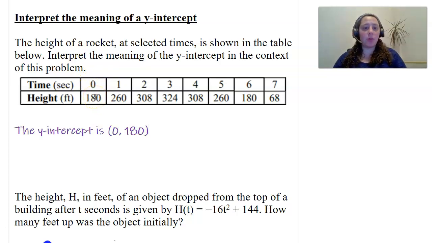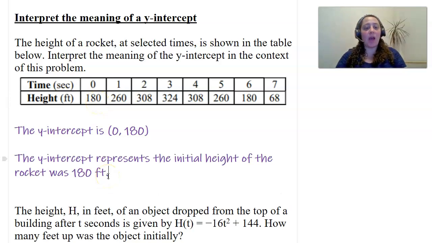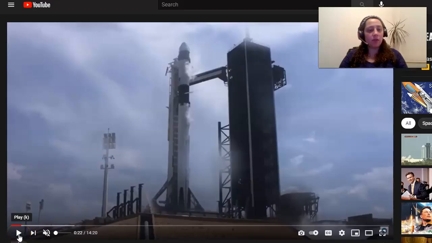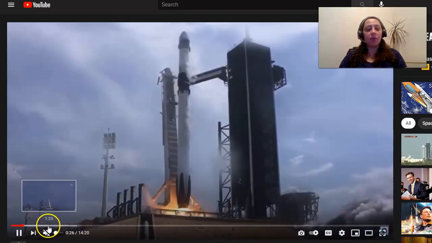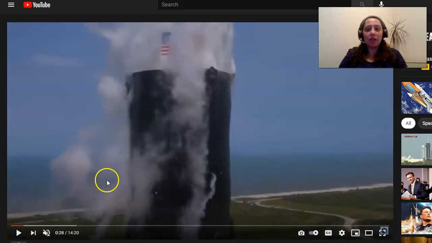Now we need to interpret the meaning of this. Well, at time equals 0, that means at the beginning or initially. So initially, or at the beginning, the rocket is 180 feet up. So we can say the y-intercept represents the initial height of the rocket was 180 feet. So in this rocket launch, the rocket was up a little bit before it took off. So that initial height of the rocket was 180 feet.